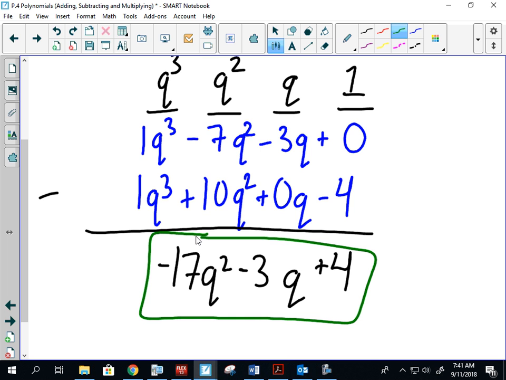If you want to, you could actually change the subtraction question to an addition question, but what you'd have to do then is change the signs of everything in this second polynomial.